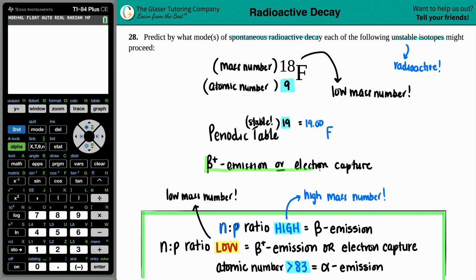Now, would we actually know which one this fluorine is going to do? Not really. It's really hard to determine whether something's going to go positron emission or electron capture, because they do the same thing. They bring up the NP ratio. But the one that has the lower activation energy is the one that's going to happen. For our purposes, it's going to be both of them.